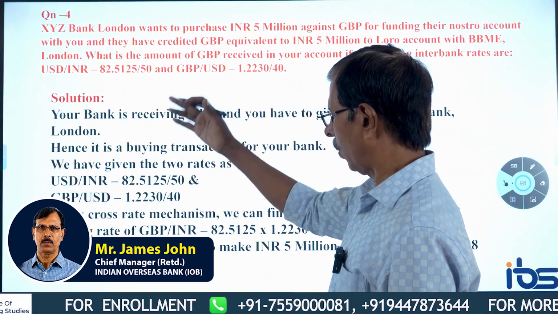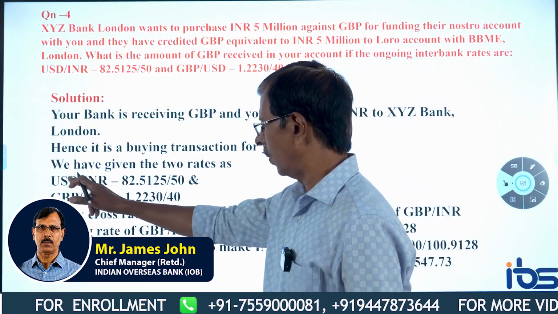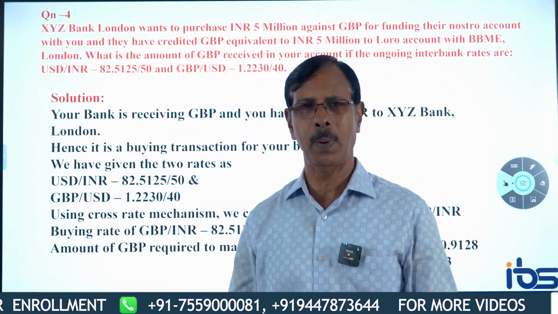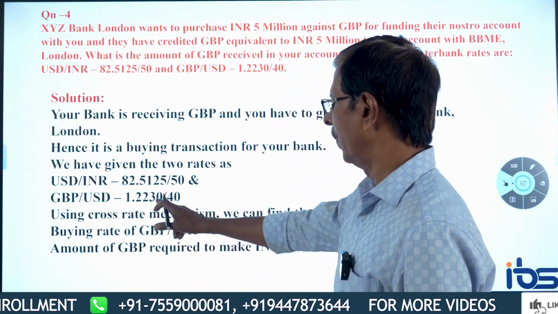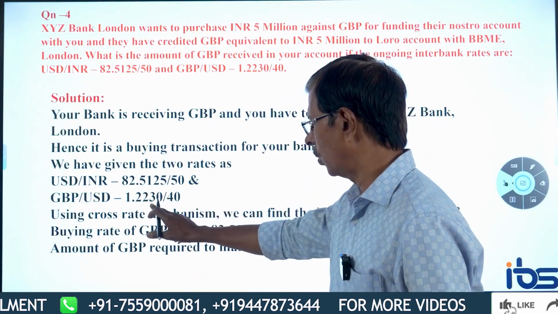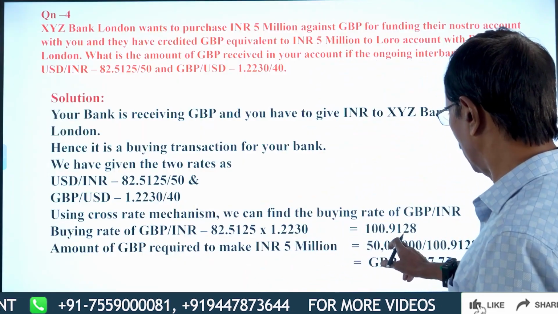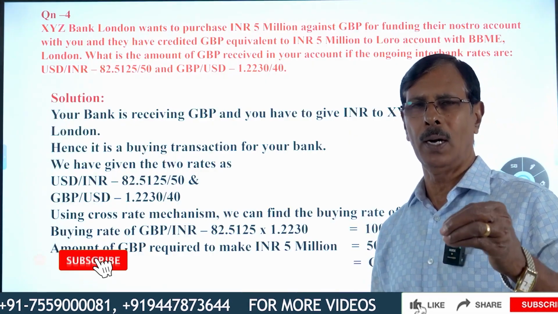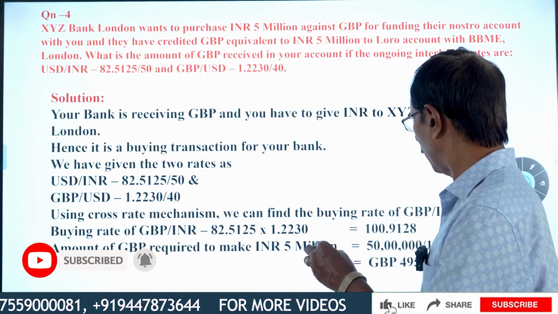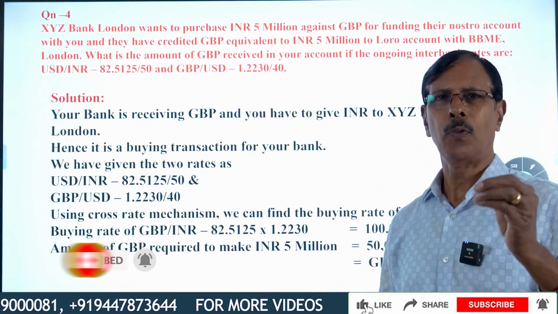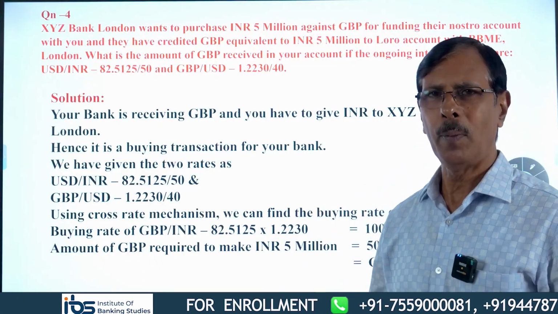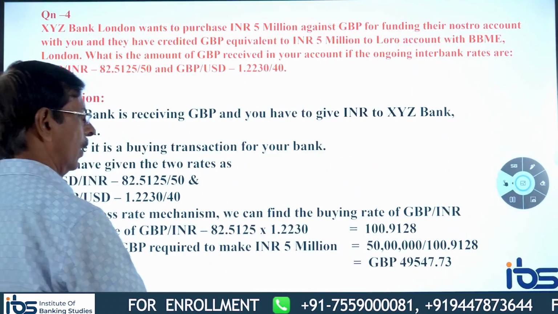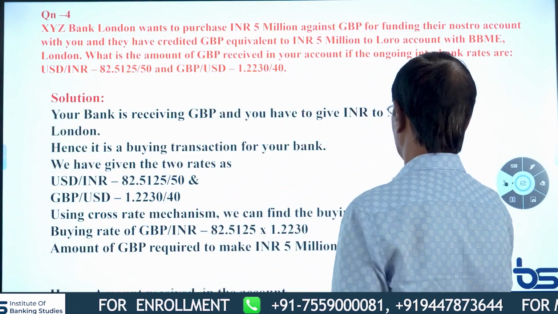So you have to apply the cross rate mechanism, and the situation is common currency on the opposite side. Do the multiplication: to get the buying rate, multiply the two buying rates, 82.5125 and 1.2230. You multiply it, and you get 100.9128. Therefore, 1 GBP is equal to 100 rupees and 9.128 paise. Therefore, for 5 million, how much GBP is required? 5 million divided by 100.9128, you are getting GBP 49,547.73.